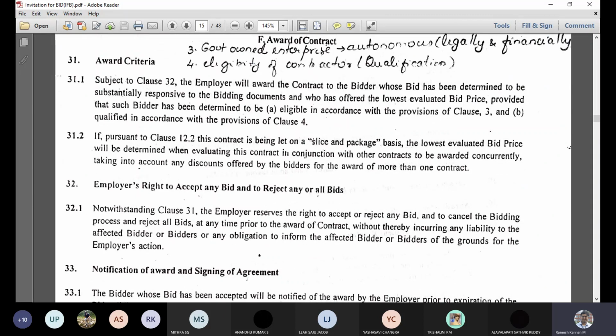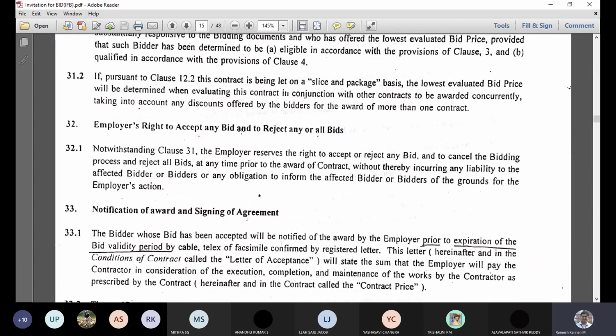This is specific to this particular invitation to bid, which means the lowest evaluated bid price will be determined in conjunction with the quality and other factors. And the employer has the right to accept any bid and to reject any bids also. So there should not be any quarrel after the bidding gets evaluated, or once the announcement is done. They say the employer has the right to accept and reject bids, and the employer reserves the complete right to do that.